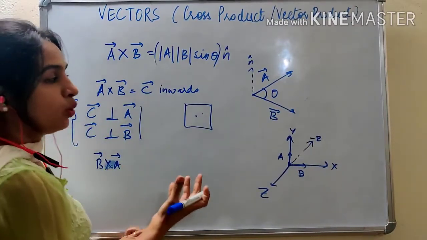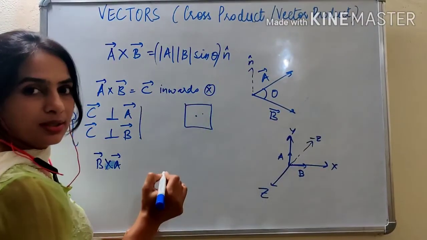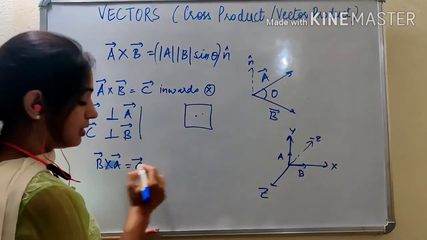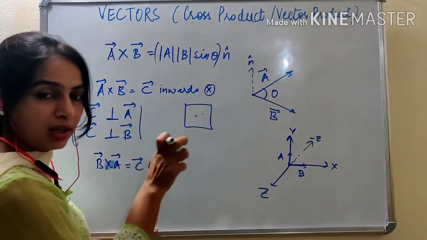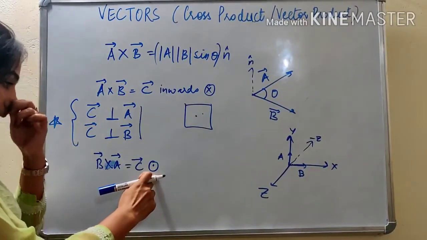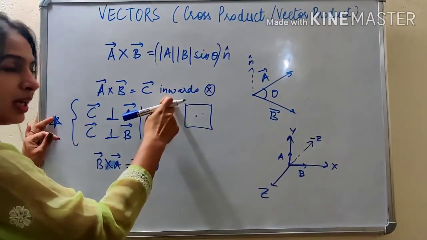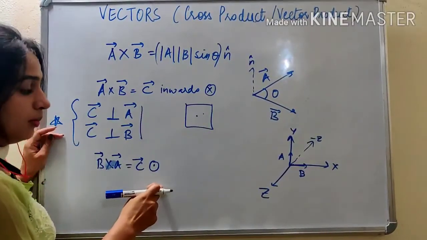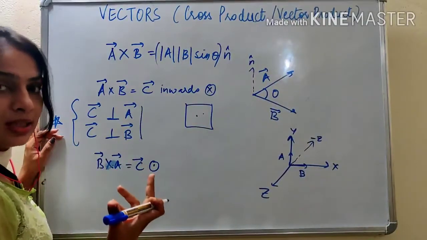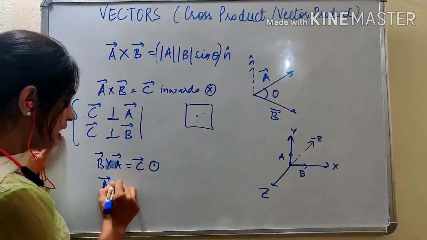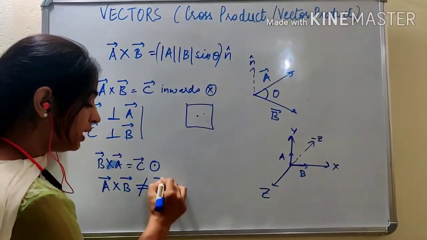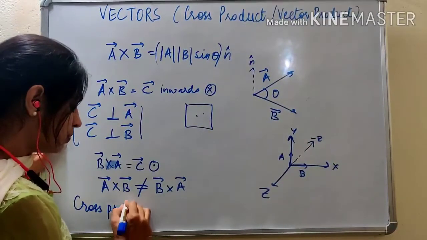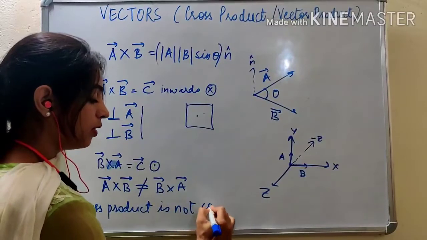How do we show any vector pointing inwards? With a cross. Okay, and B cross A is pointing outwards. Okay, so B cross A is vector C, which is pointing outwards. How do we show any vector coming outwards? With a dot. Okay, so see here A cross B is C cap, but the direction is inverse, and here B cross A is also C cap, but the direction is outwards. So the direction is different, that means both the vectors are different, right? That means we can say A cross B is not equal to B cross A. Remember, that means cross product is not commutative. Cross product is not commutative. What was commutative?